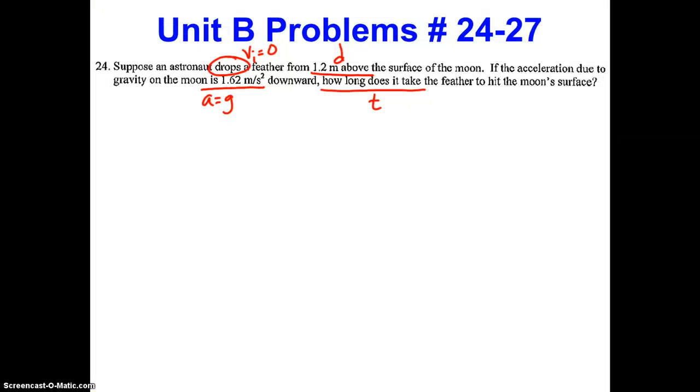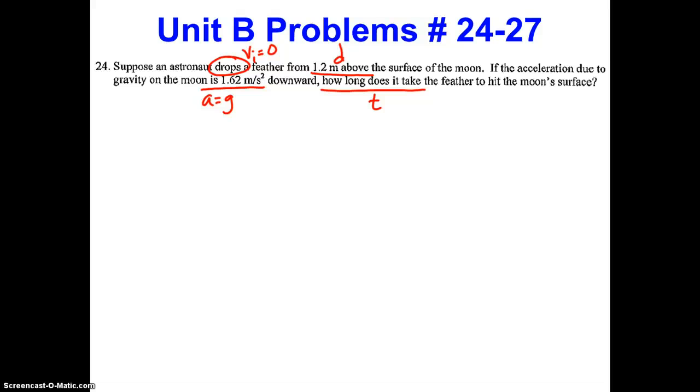findings. Really neat demonstration that shows that all objects, disregarding air resistance, fall the same regardless of their mass. Both the feather and the hammer hit the moon's surface at the same time because there was no air resistance, there's no atmosphere on the moon. So both fell at the same rate and hit the ground at the same time. Really neat demonstration on the surface of the moon. All right, let's continue this problem.